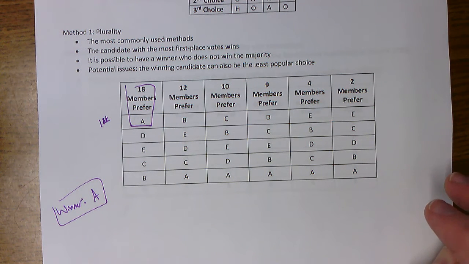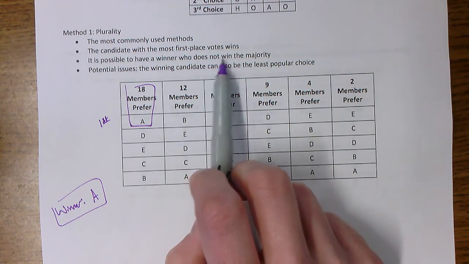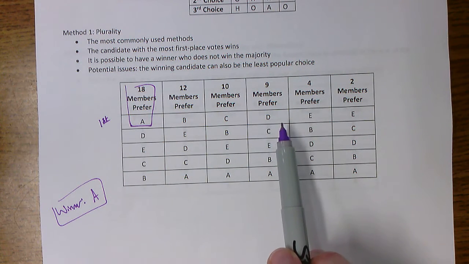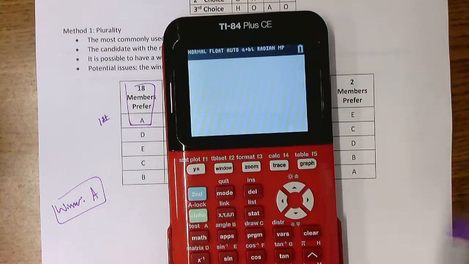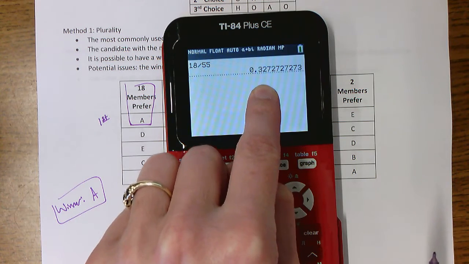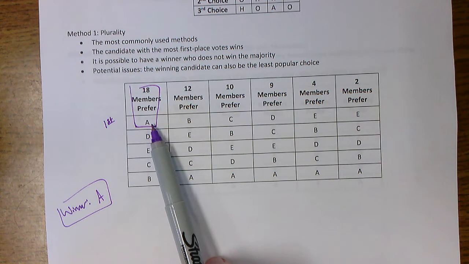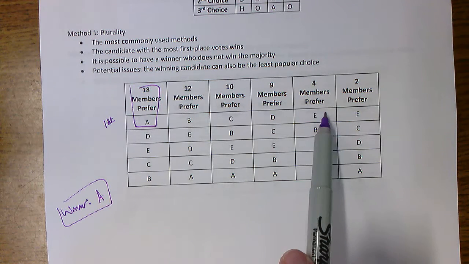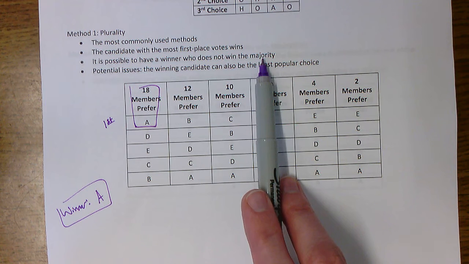But there are some different issues with this. So one is that it's possible to have a winner who did not win the majority of votes. So all these people together add up to 55 people. Okay, so 18 people out of 55, if we actually calculate that, that's only about 33%. So candidate A wins in this case, but only about 33% of people actually liked that candidate best. So they got the most votes of everybody, but they didn't get the majority of votes. They didn't get at least half of the population who said that they liked them.